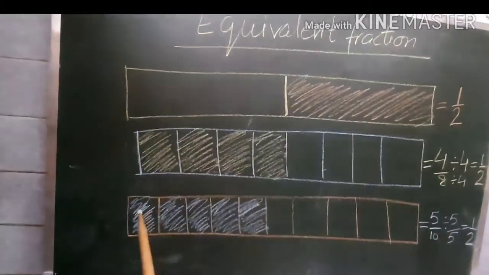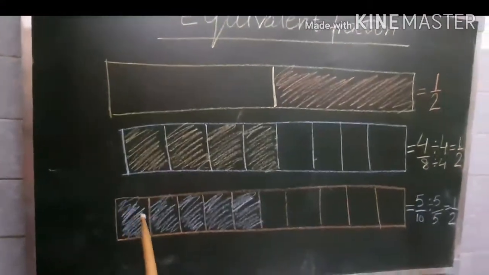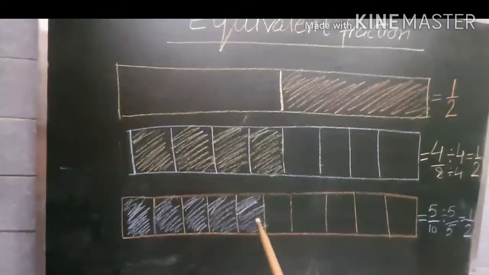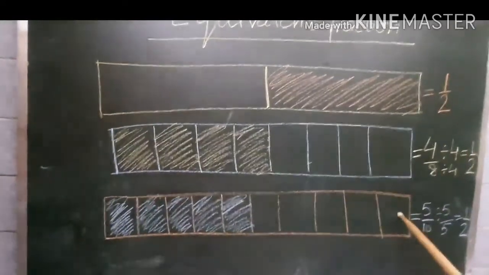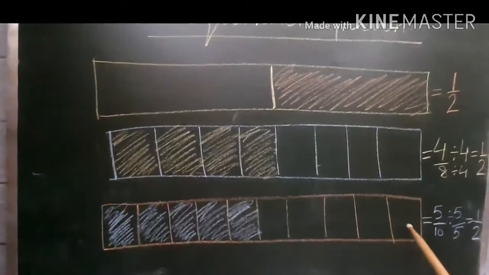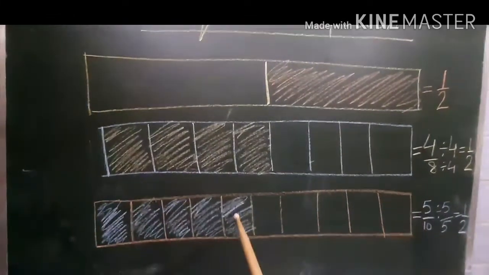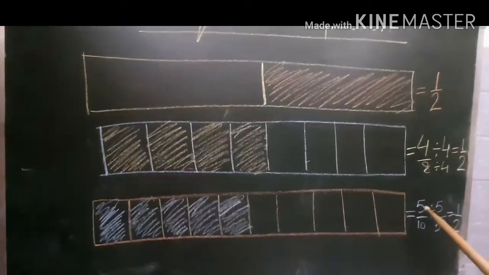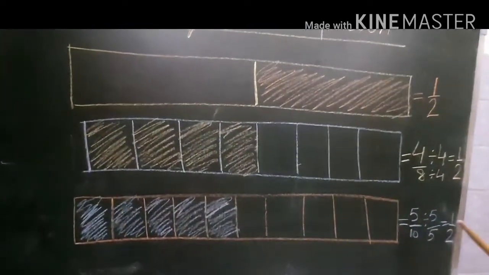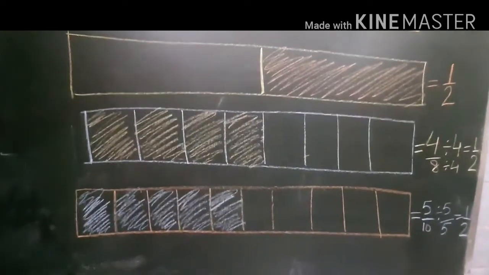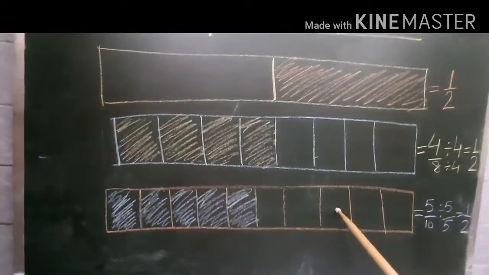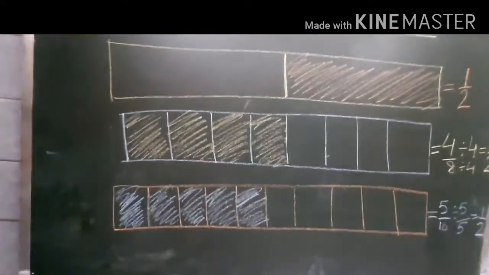Now let us see another figure. It is divided into 10 equal parts. 1, 2, 3, 4, 5, 6, 7, 8, 9, 10. Out of 10, 5 are shaded and 5 are unshaded. So what will be the fraction of the shaded part? It is 5/10. Again, both numbers are divisible by 5, so it will become 1/2. All these three are examples of equivalent fractions.